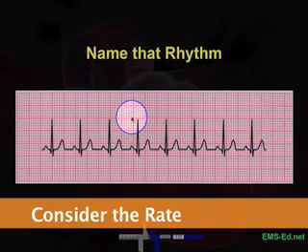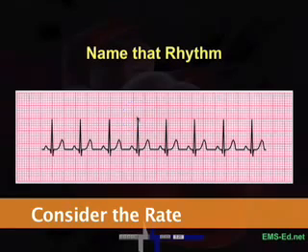2 big boxes would be 150. 3 big boxes would be 100. So this is between 100 and 150. So let's call it about 130. Looks like sinus tachycardia. Any rhythm greater than 100 is considered tachycardia. Sinus, junctional, ventricular, any pacemaker cells faster than 100 is tachy.